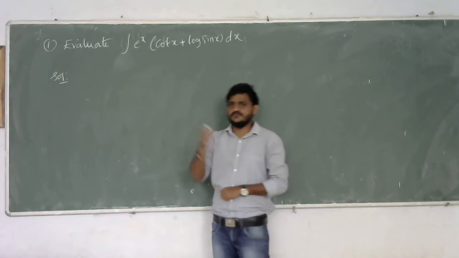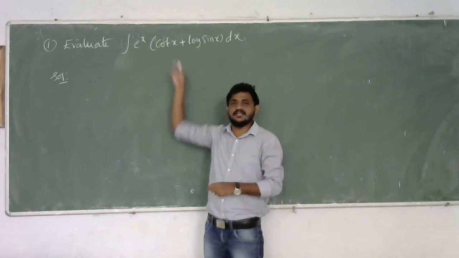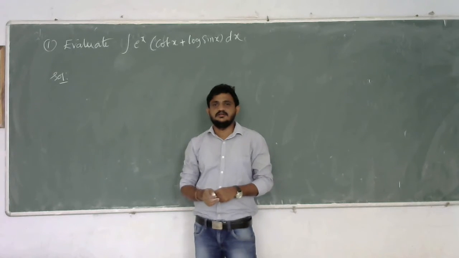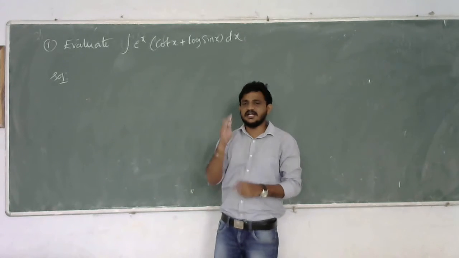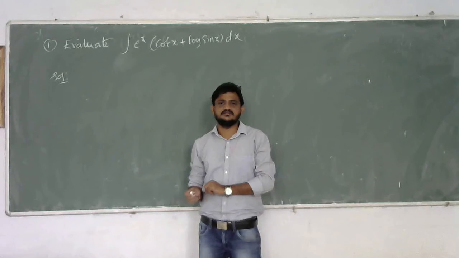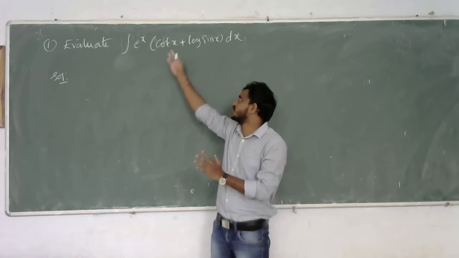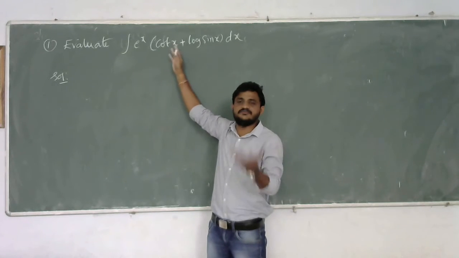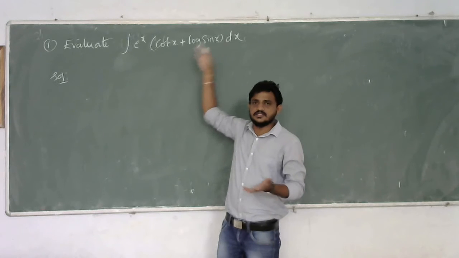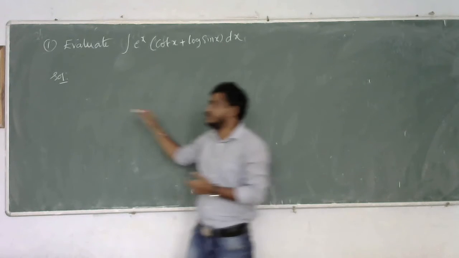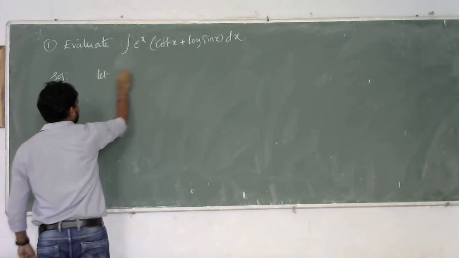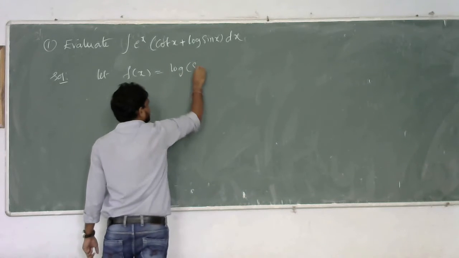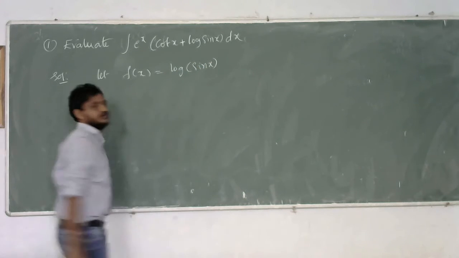If you take this cot x as f of x, then what will be the differentiation of cot x? If you differentiate that f of x, we have to get f dash of x. But if you differentiate this cot x, we will not get this term, right? So obviously it will not be the function f of x. So let us try with the second one. Here let f of x equals log sin x.